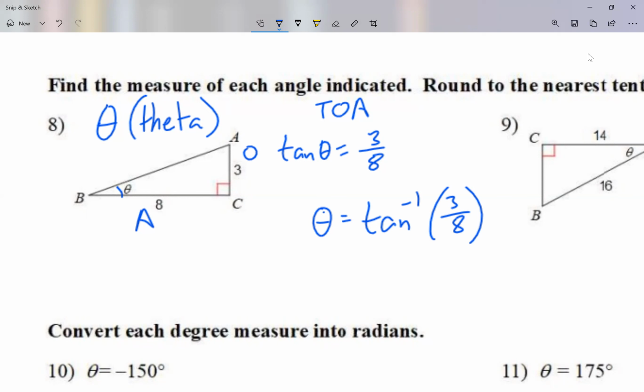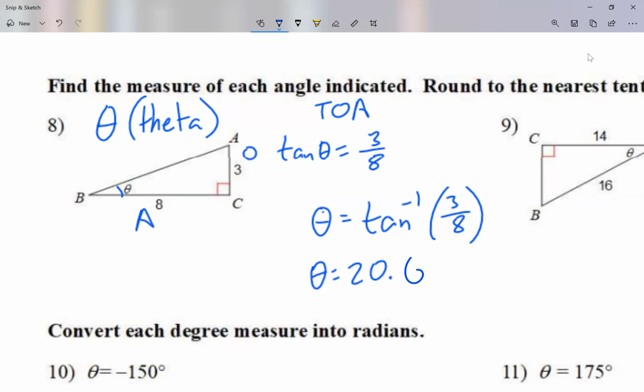So I'm going to use, remember, degrees. I'm going to type in tangent inverse of 3/8, and I'm going to get 20.6. Remember, my instructions said round it to 1 decimal place, and that's what I did. I got 20.55, so when I rounded, it's 20.6.